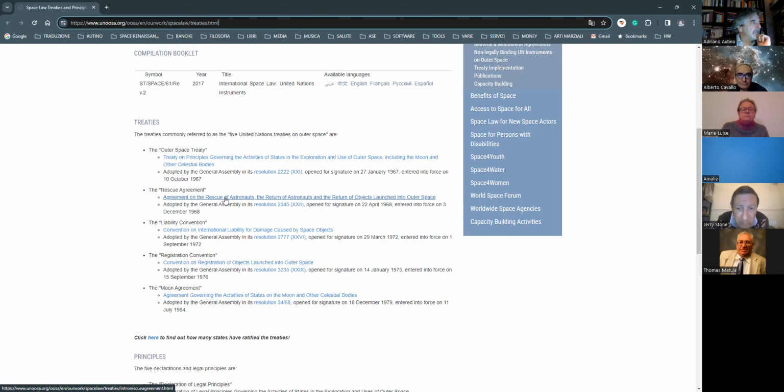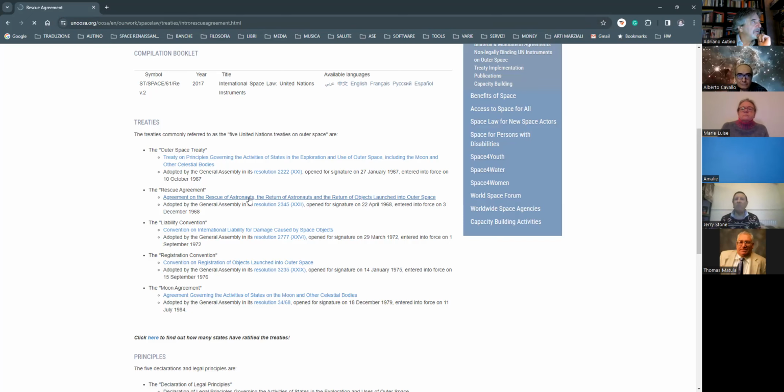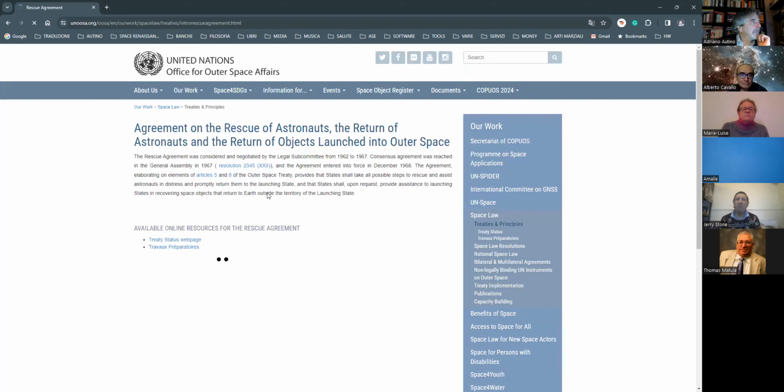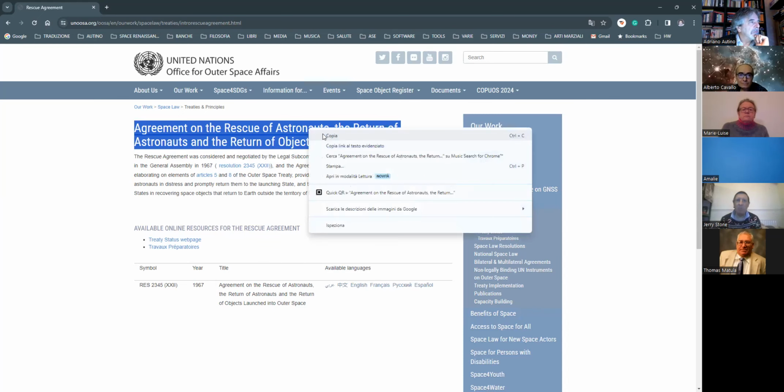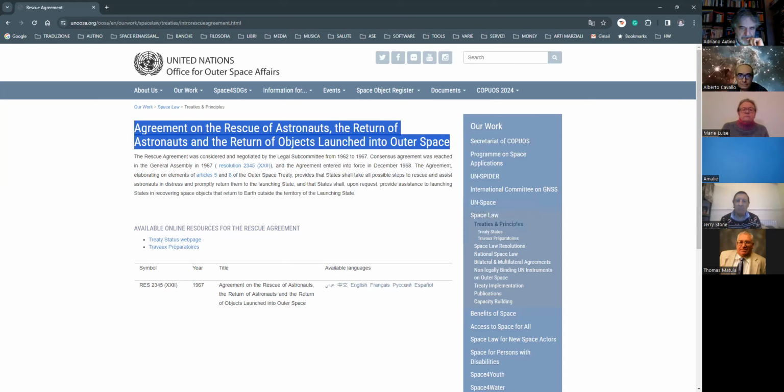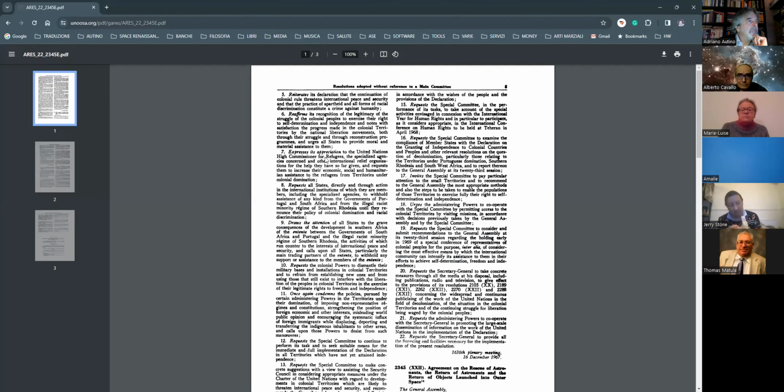Okay. So, yeah, let's see this agreement on the rescue. Agreement on the rescue of astronauts, the return of astronauts, and the return of objects launched into outer space. If you go under languages there, available languages on the lower right, you can get an English copy of it by clicking on English. But there's really no controversy on this agreement. It was adhered to. It was done by a UN resolution, and just about everyone quickly signed it. So there was never an issue with this one.